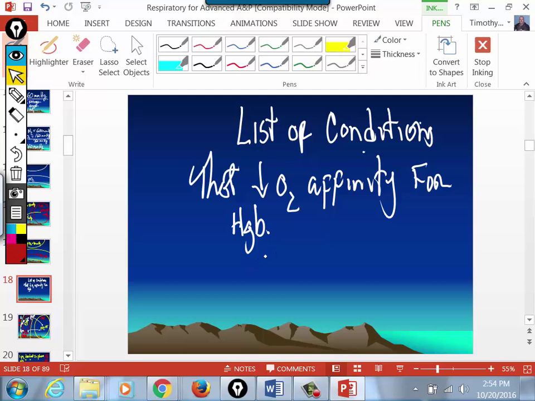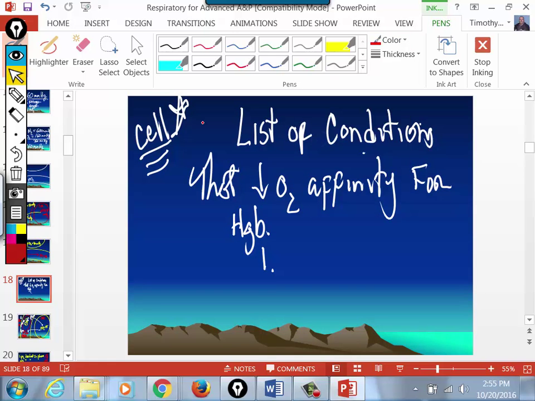Okay? So let's look at condition number 1. And remember, these are very important. This is at the level of the cell and the systemic capillary. I should have told you that. So condition number 1, an elevated temperature. Condition number 2, a drop in pH, so acidic. Condition number 3, a decrease in the partial pressure of oxygen of the plasma of the blood. And condition number 4 is an increase in the partial pressure of carbon dioxide within the plasma.